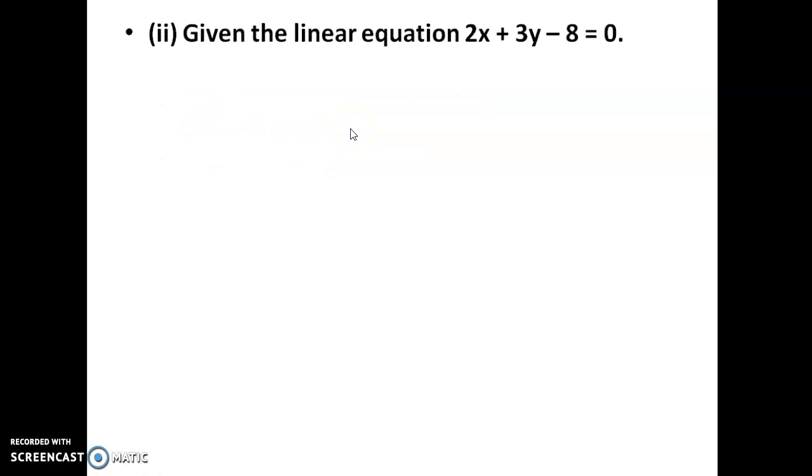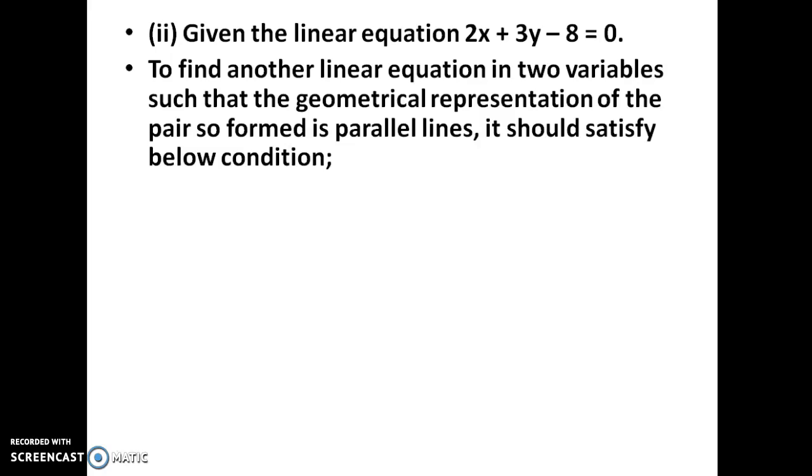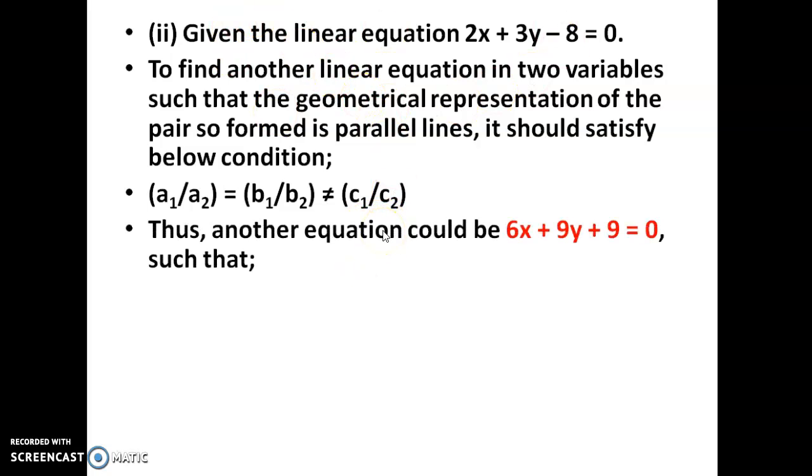Whatever linear equation you want, you can change and write, no problem. Then, given the linear equation, we have to say that two linear equations are parallel. So what's the condition? A1 by A2 is equal to B1 by B2 but not equal to C1 by C2. So the first two should be equal, the next should not be equal, such that we have to bring a linear equation.